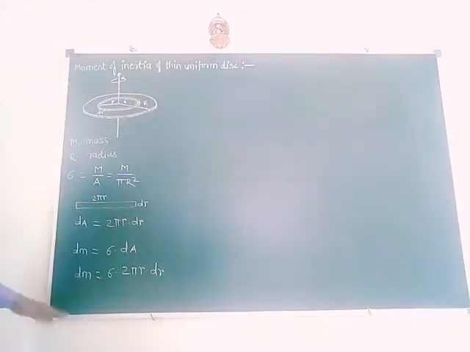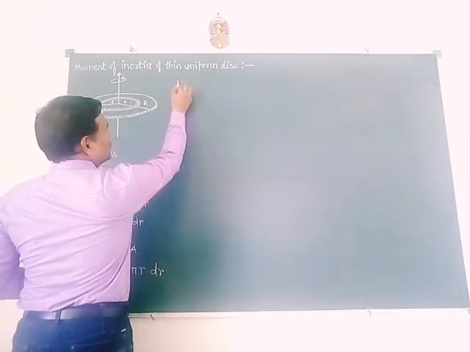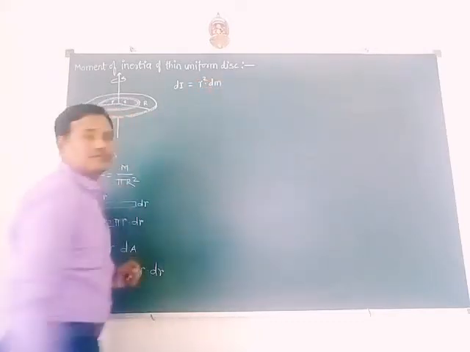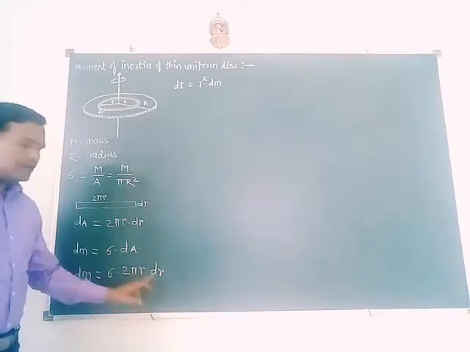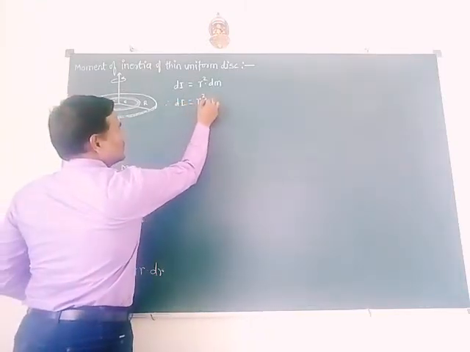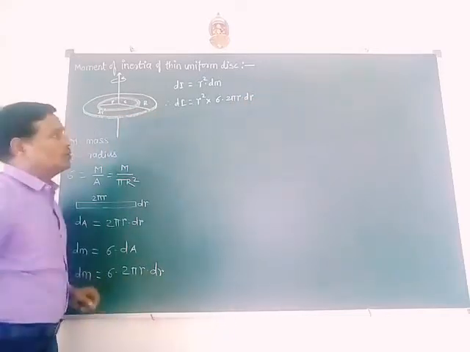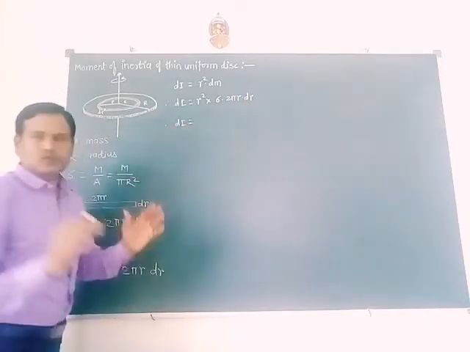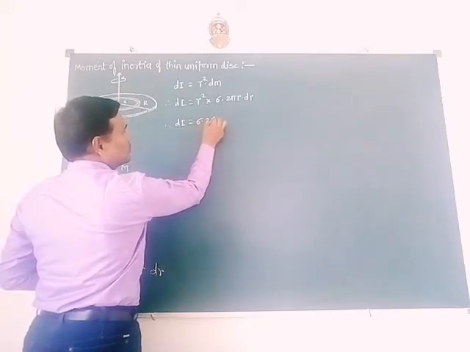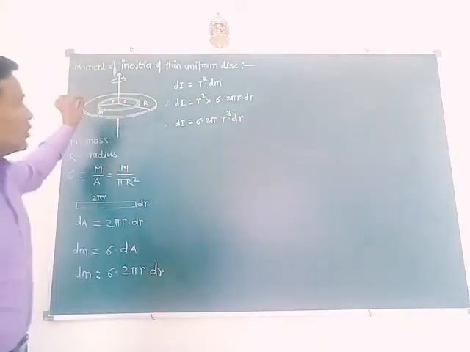So the moment of inertia of this element ring, which is situated at a distance small r from the axis, suppose it is dI, is equal to distance squared, r square, into dm. What is dm? dm is sigma into 2 pi r into dr. So finally we can write this dI, the small moment of inertia of this element ring, as r square into sigma into 2 pi r into dr, r into r square is r cube, therefore it is sigma into 2 pi into r cube into dr. So this is the moment of inertia of the small element ring.